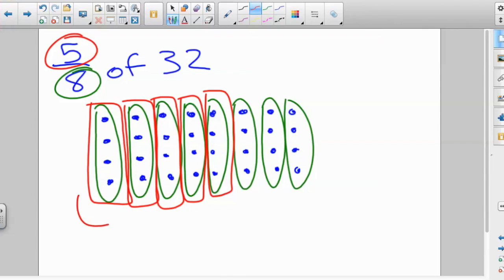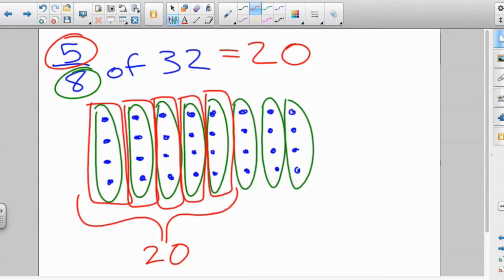And then I ask myself, well, how many dots are in these 5 equal groups? Well, if I know that each group has 4 dots in it, and there are 5 groups, then there must be 20 dots in these 5 groups. So I know that 5/8 of 32 is 20.